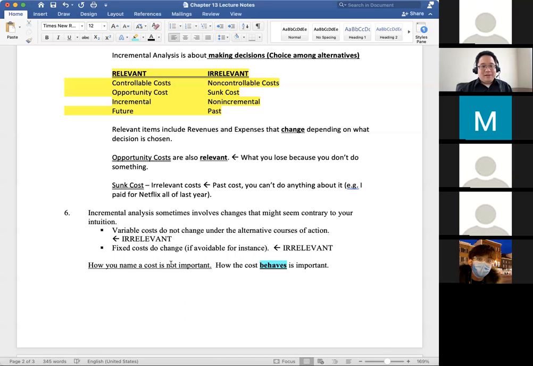So they're both irrelevant costs. Like one's not relevant and the other is irrelevant. They're both irrelevant costs. You're talking about the variable and the fixed here?